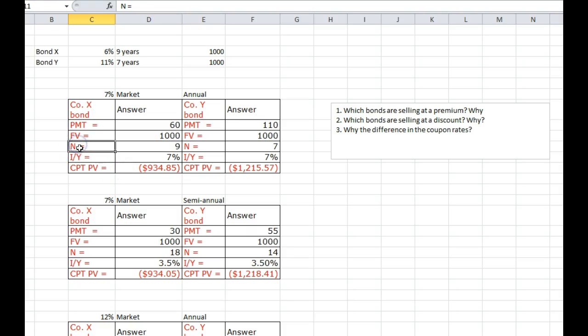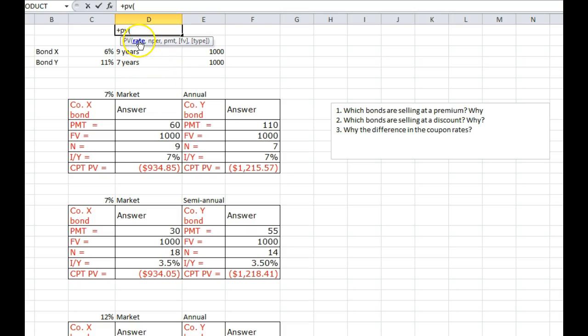Number of periods, N, is periods. Number of periods is 9 years because it's annual. And the interest yield is going to be 7%, the market rate yield. So when you plug these all in, we have this wonderful formula in Excel that brings everything back to present value. And if I type in equal PV here, you can see what you end up with.